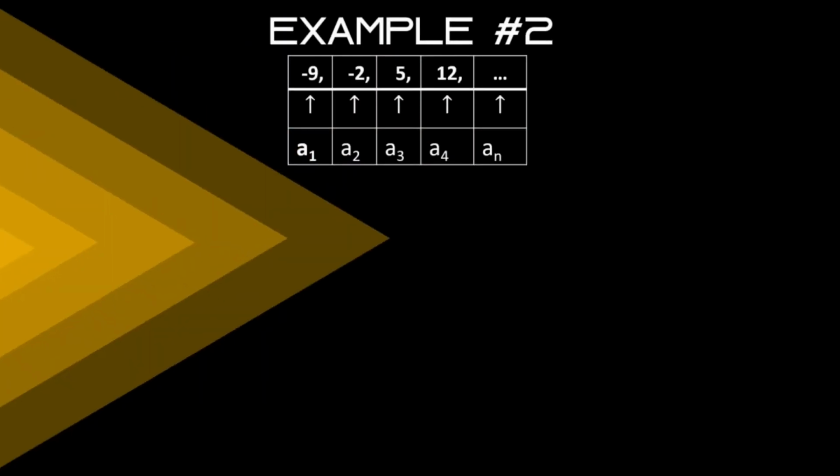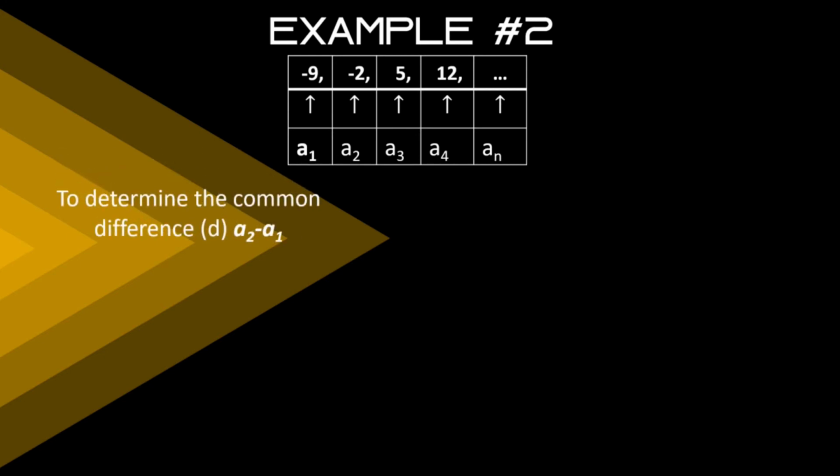From the sequence of negative 9, negative 2, 5, and 12, our first term is negative 9. Our second term is negative 2. Our third term is 5. Our fourth term is 12.